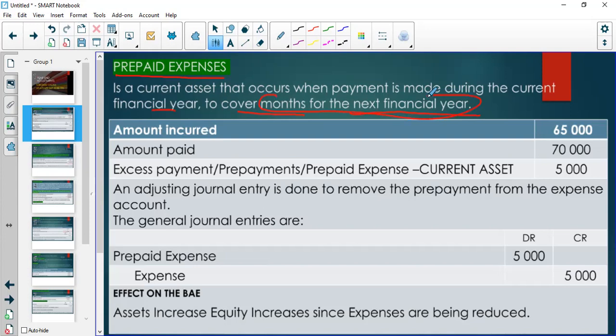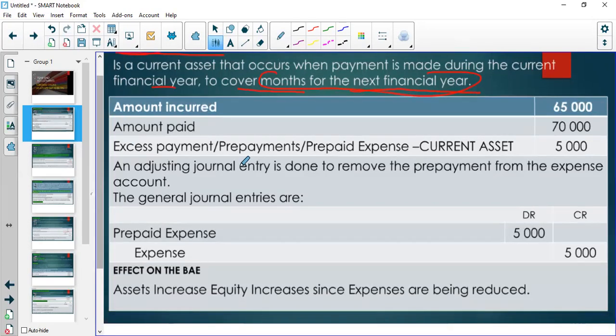All right. So if we pay for the following year, we have to say this is not an expense for the current year. It's an expense paid in advance for the following year. That's why we say it's a prepaid. We paid in advance. All right. So the concept is like you have an amount incurred. It's 65,000. This is the amount that we report in the current financial year. But actually, we paid more during the current financial year. We paid 70,000.